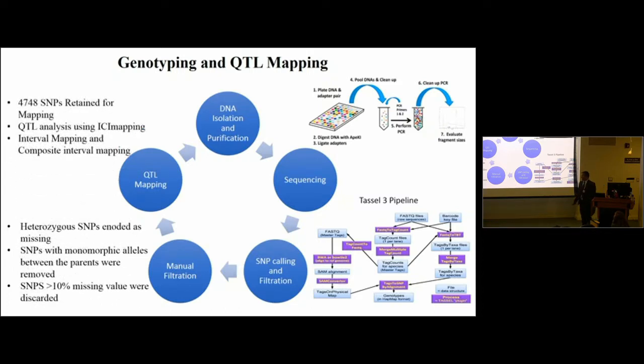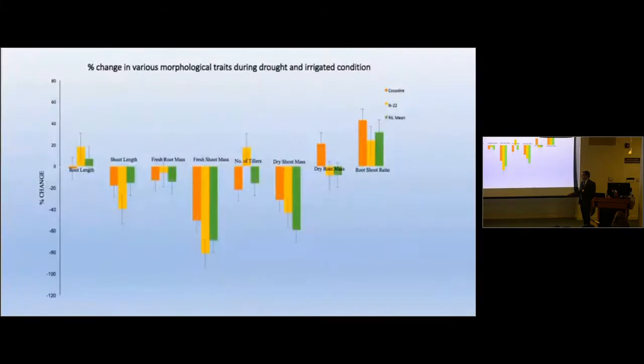And finally, we ended up with almost 4,700 to 4,800 SNPs, and that was used for mapping. QTL mapping was done using interval mapping and composite interval mapping methods in ICIM. This is just the phenotypic visualization of the traits that we have measured.